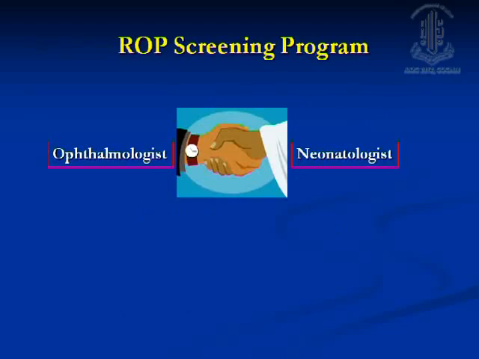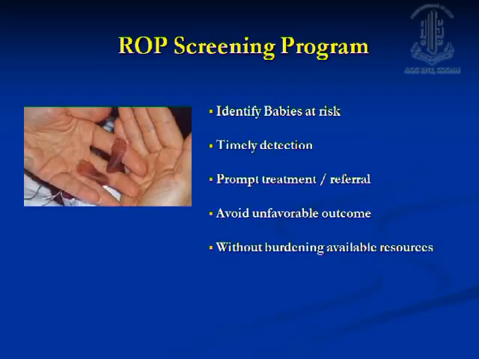A good ROP screening program is a collaborative effort between the ophthalmologist and the neonatologist. These are the two pillars of a successful ROP screening program. A good ROP screening program helps to identify the babies at risk, ensures timely detection, prompt treatment referral, and avoids unfavorable outcome without burdening the available resources.